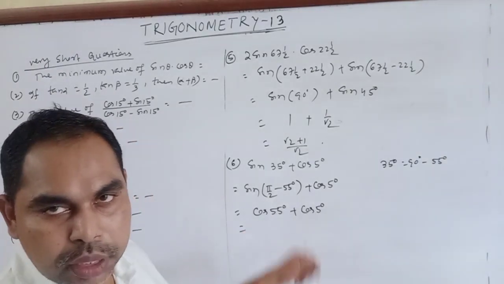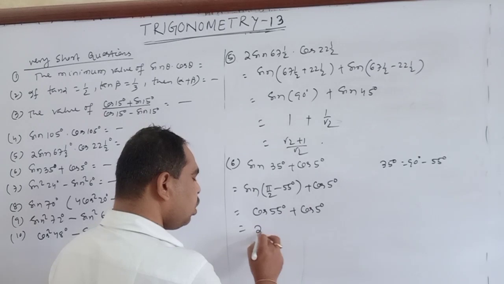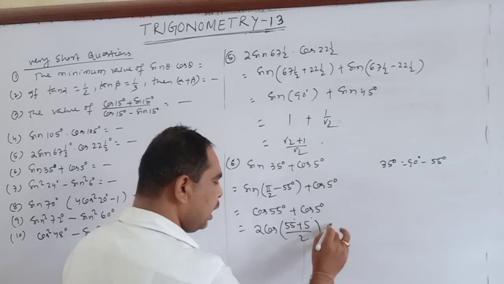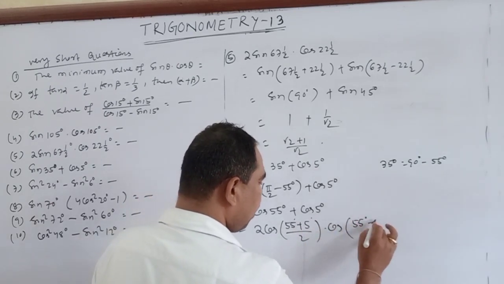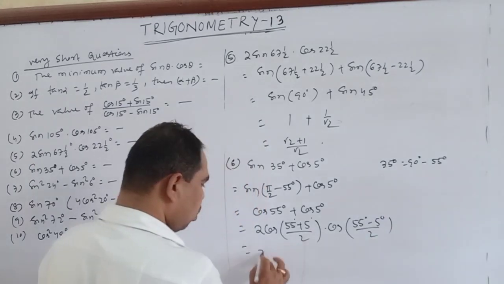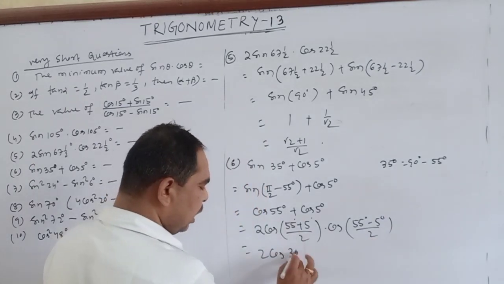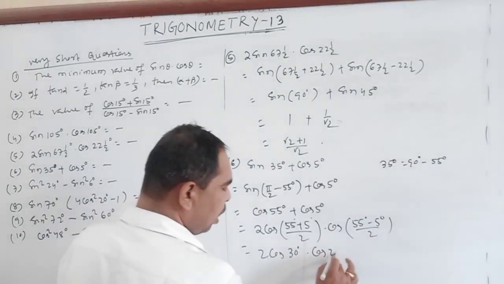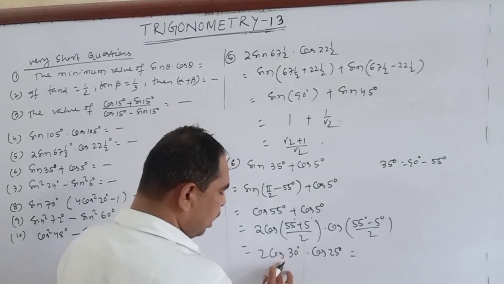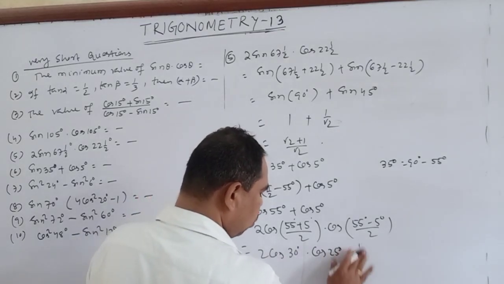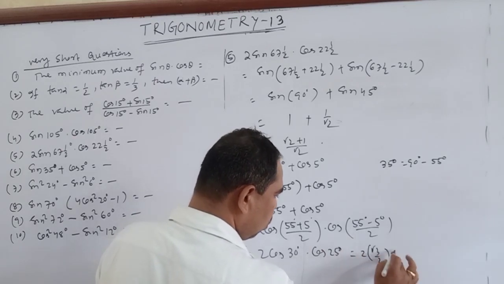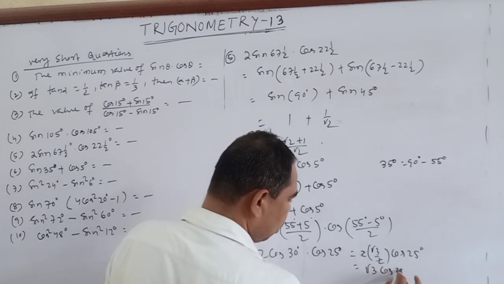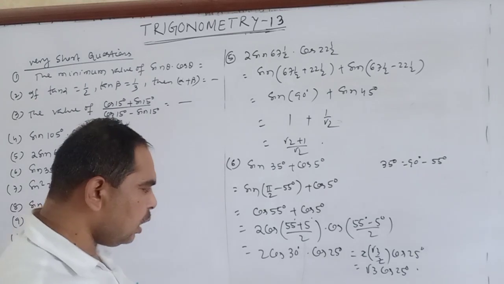So use the cos C plus cos D formula. Cos C plus cos D means 2 cos((C + D)/2) into cos((C − D)/2). So it is equal to 2 cos(60°/2), which means 30°, into cos((55 − 5)/2), 50 by 2 means 25°. Cos 30 means root 3 by 2. So this is 2 into root 3 by 2 cos 25°. The 2s cancel, so this is root 3 cos 25°.